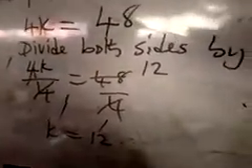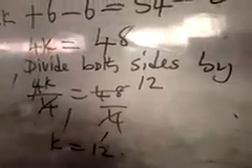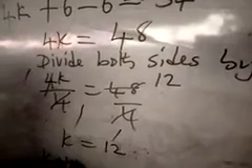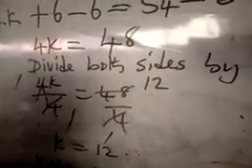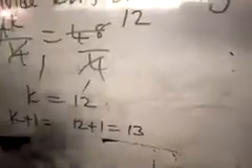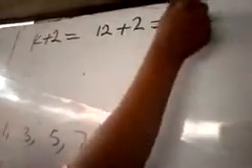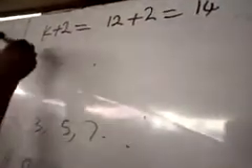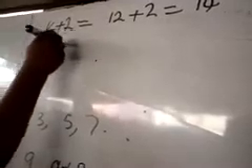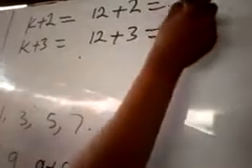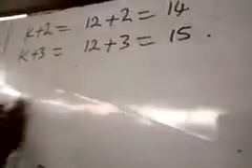You're asked to find the numbers. If K is equal to 12, that is the first number. The second number is K plus 1, and that will be 12 plus 1, which will give you 13. The third is 12 plus 2, and it will be 14. The fourth one is K plus 3, and that is 12 plus 3, which will give you 15. So, we have solved this question.